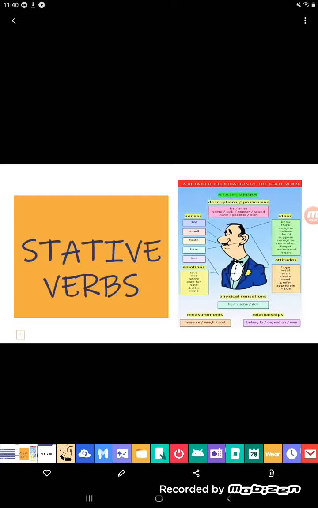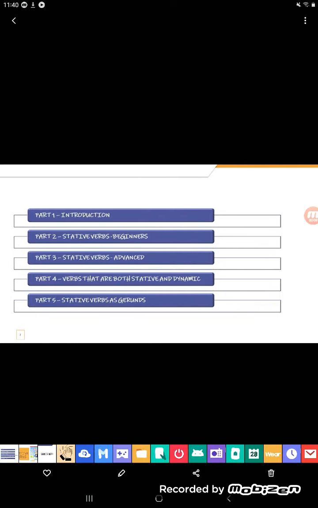Hello everyone, I'm here to talk about stative verbs in a 5-part series of videos, where in part 1 I'm going to talk about the introduction. In part 2 I'll be discussing stative verbs for beginners with some examples. In part 3 I'm going to talk about stative verbs that can be understood by advanced users. And in part 4 I'm going to talk about those verbs that can function both as stative and dynamic verbs. And in part 5 I'm going to discuss the functions of stative verbs as gerunds.